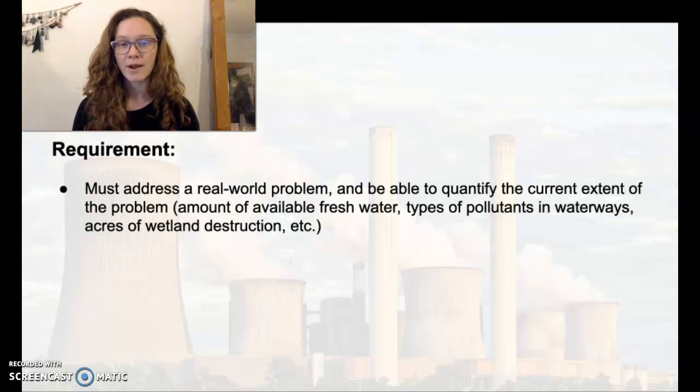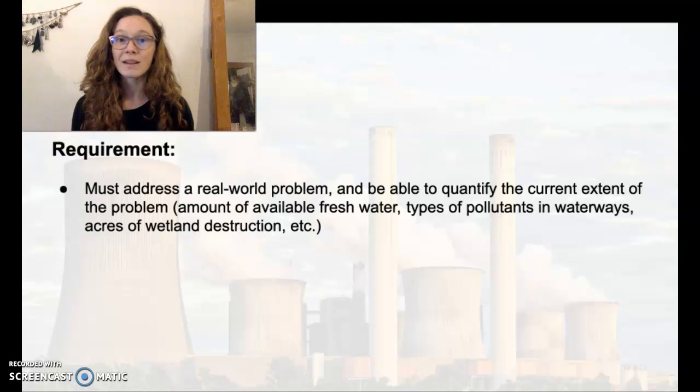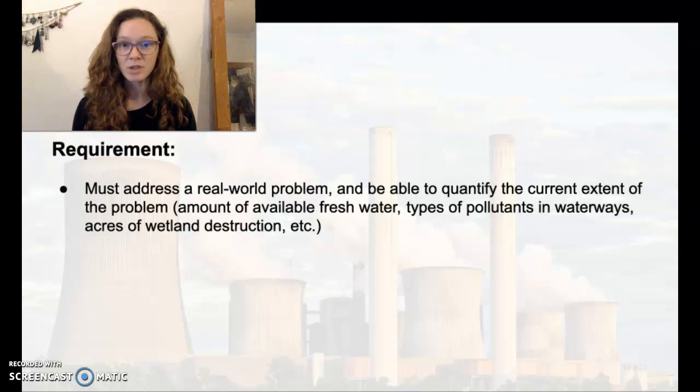There are two major requirements for this project. I haven't included the full rubric, but just to kind of give you an overview. The first requirement is that they must address a real-world problem and be able to quantify the current extent of that problem. So for example, it might be what types of pollutants are in the waterways in their county, or different waterborne illnesses that the fish are experiencing due to non-native species present in the waterways. So there's all sorts of different directions students could take this.